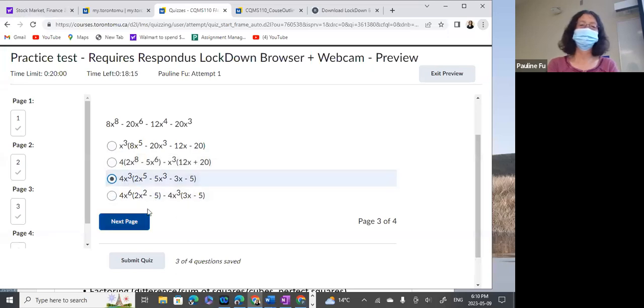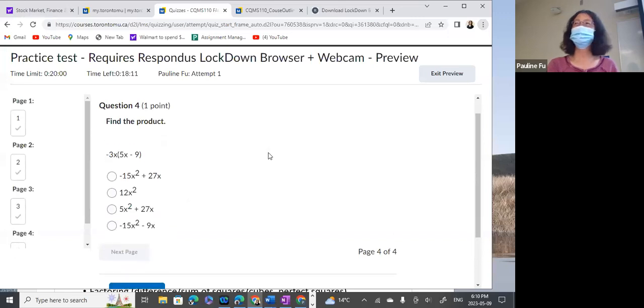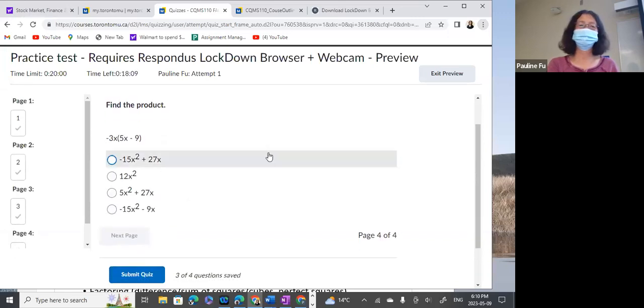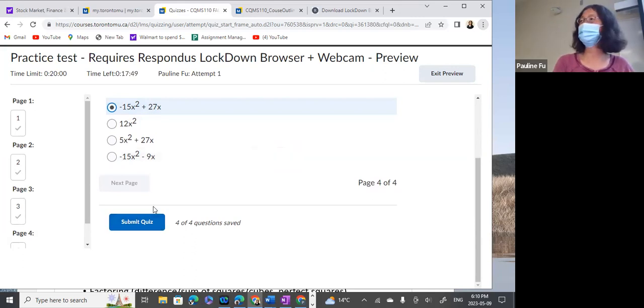Let's try. Next page. Yes. Last question, question 4. Found the product. Okay, so now you completed all the questions. Now you click submit the quiz.